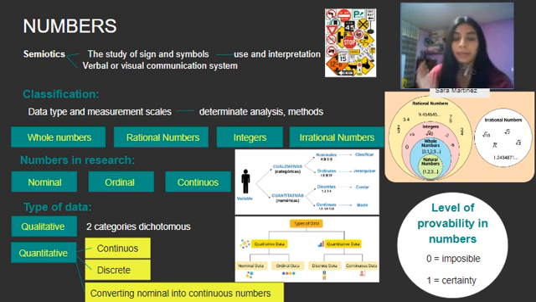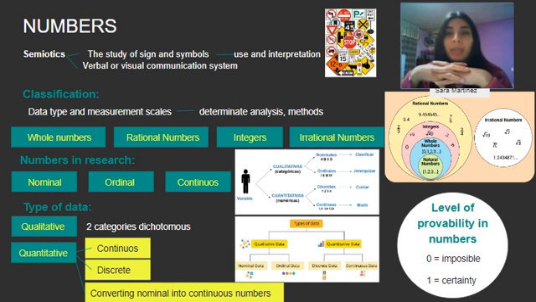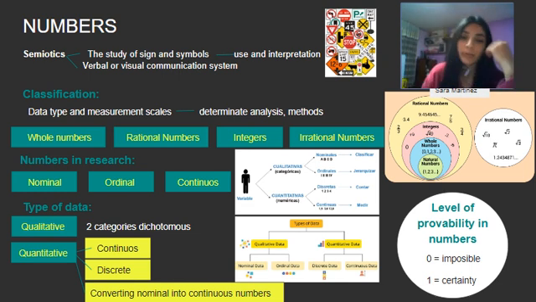Classify into four types. First, whole numbers: no fractions, no decimals, and no negatives. Second, rational numbers, expressed as fractions of two whole numbers. Third, integers: whole numbers that can be negative. And finally, irrational numbers, which cannot be expressed as fractions of two whole numbers.